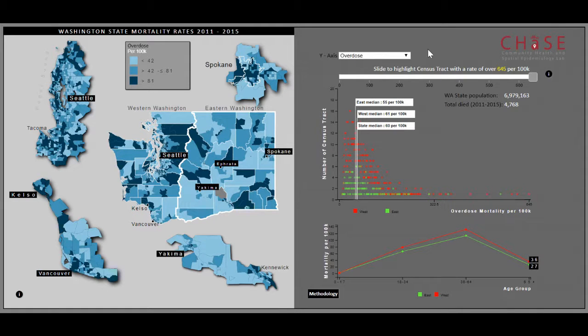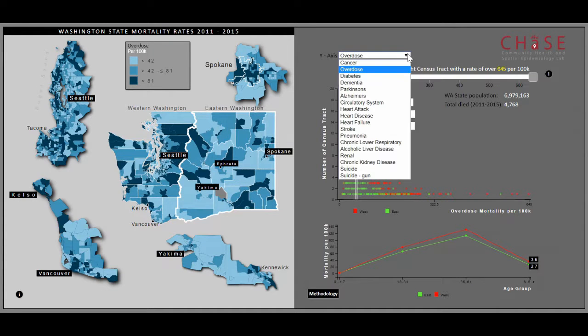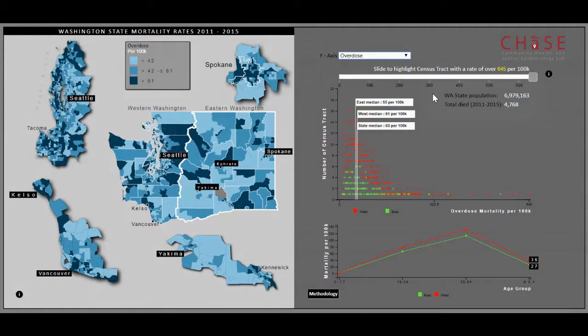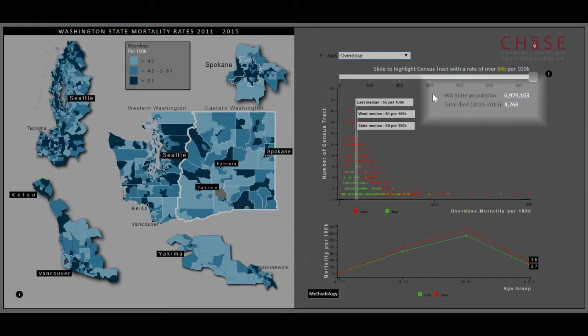Here's an overview of how to use this interactive tool to learn more about mortality rates in Washington State using data collected from 2011 to 2015. First, we choose one of 18 causes of death from the drop-down menu. Below, we can see the total Washington State population, as well as the total deaths from 2011 to 2015 for the selected cause.